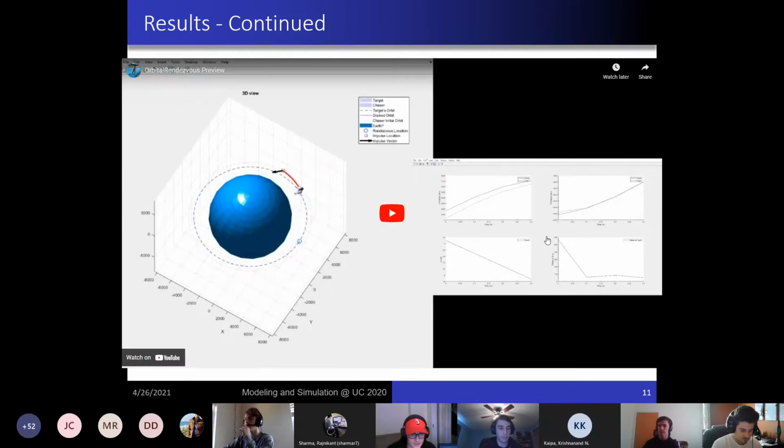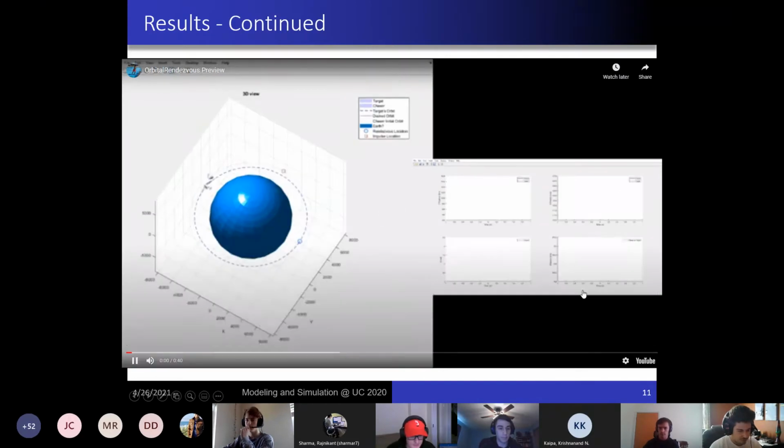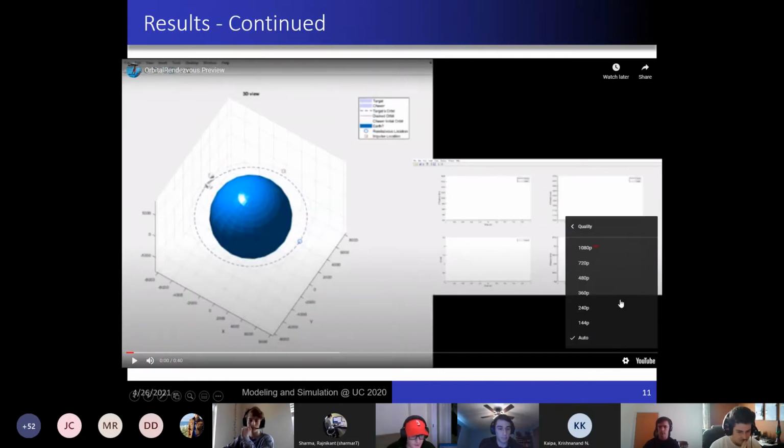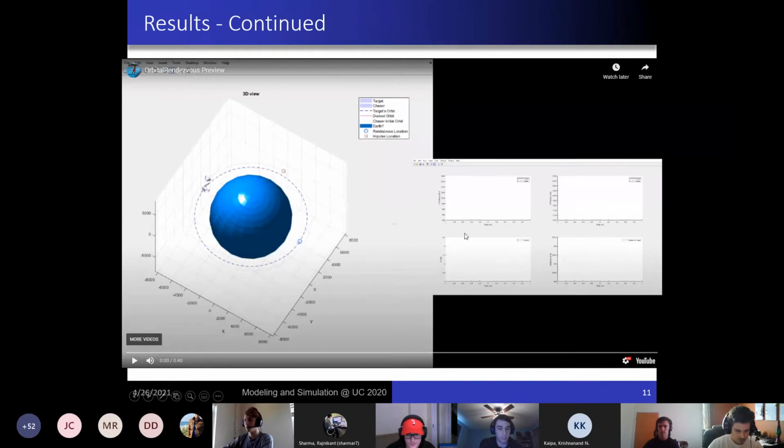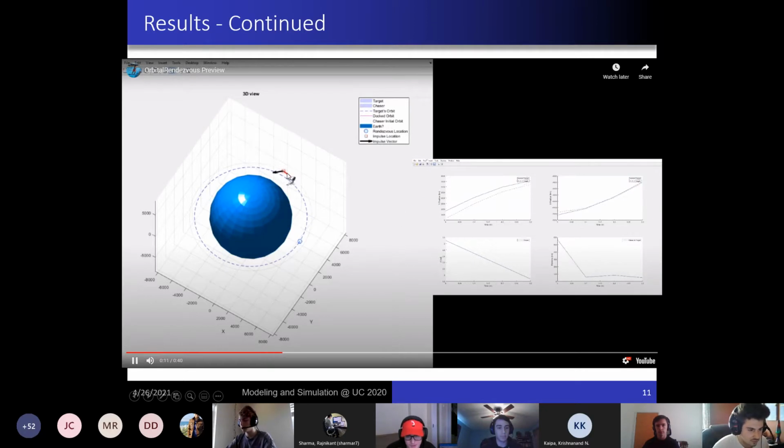Here's a video of the simulation. I'm going to walk through it. It starts off with the chaser and target both in circular orbits. The chaser is in a higher orbit at 1,000 kilometers. Once it hits the impulse point, it's going to perform an impulse right there. You can see this impulse vector in the direction that it was calculated to meet this rendezvous point, which is the blue dot. And then you can see the following trajectory, the corrected trajectory to arrive at the rendezvous point.